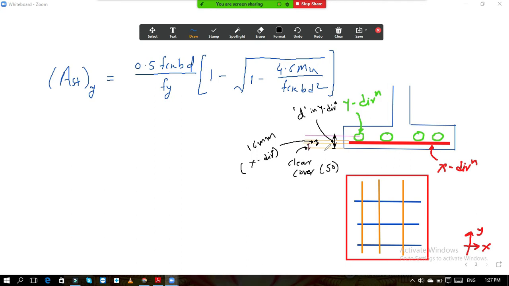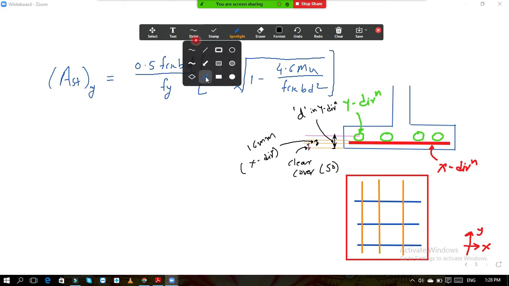Now let us see the values. This clear cover is 50. This bar which is in x direction, its diameter is 16, and above that these bars are coming. So again we will assume 16 bar diameter for y direction also. We have initially assumed 16 bar diameter for x direction, the same diameter we will take for y direction. So what is our effective depth now in this case?